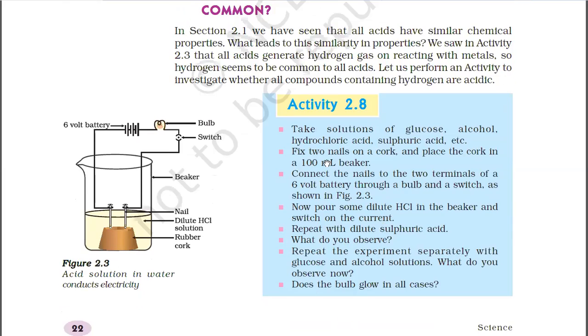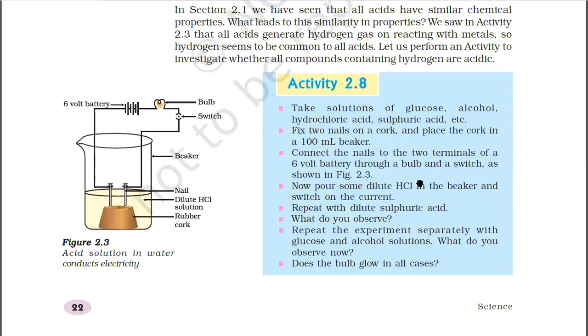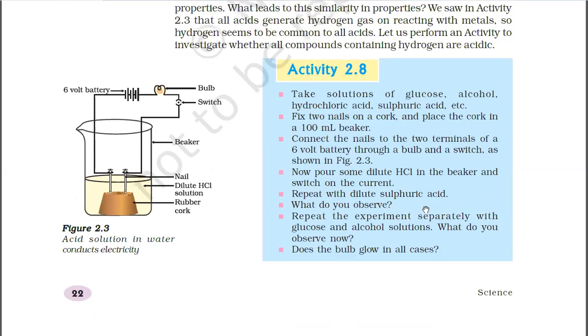Activity 2.8. Take solutions of glucose, alcohol, hydrochloric acid, sulfuric acid, etc. Fix two nails on a cork and place the cork in a 100 ml beaker. Connect the nails to the two terminals of a 6-volt battery through a bulb and a switch, as shown in figure 2.3. Now pour some dilute HCl in the beaker and switch on the current.